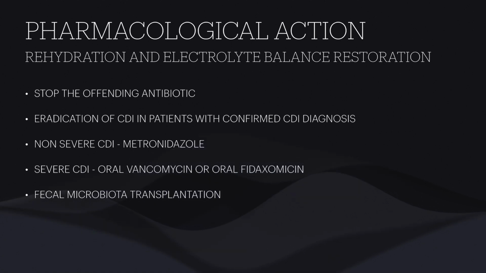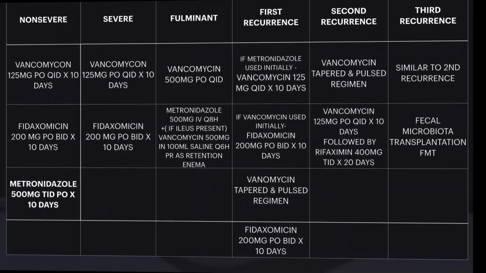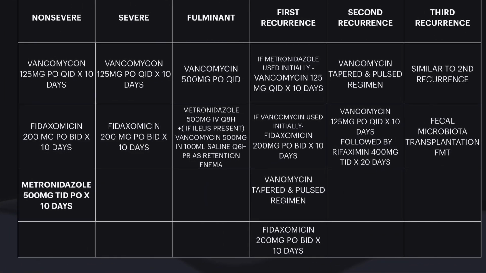In fulminant C. difficile colitis, or FCDC, there is acute inflammation of the colon and systemic toxicity. For this, the treatment is either vancomycin 500 mg oral 4 times daily or metronidazole 500 mg IV every 8 hours, and if there is ileus, then the patient will also receive vancomycin 500 mg in 100 ml saline every 6 hours through the rectum as a retention enema.